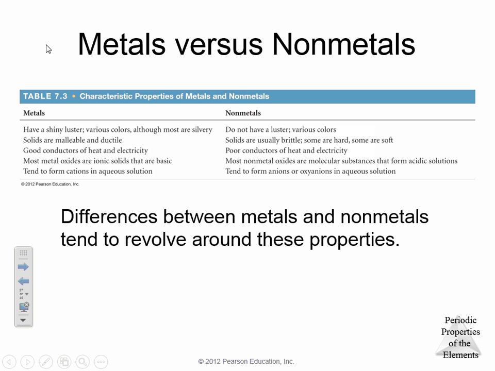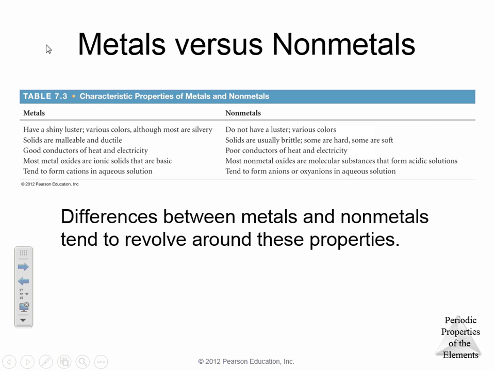What distinguishes a metal from a nonmetal? Well, remember, metals, guys, are great conductors of heat and electricity. They're solids at room temperature. They're malleable. They're ductile. What does malleable mean? They're bendable. What does ductile mean? They're able to be drawn into wire. All right? So metals: great conductors of heat and electricity, malleable or bendable, ductile, or the ability to be drawn into wire. They're shiny. A couple other things, they tend to form cations when in solution, and most metal oxides are basic.